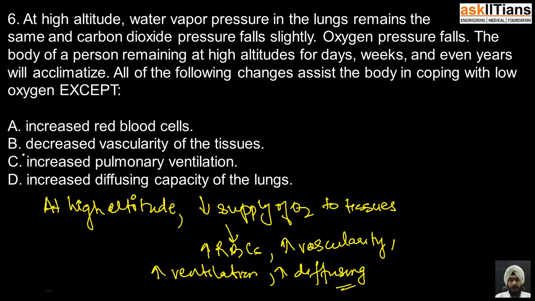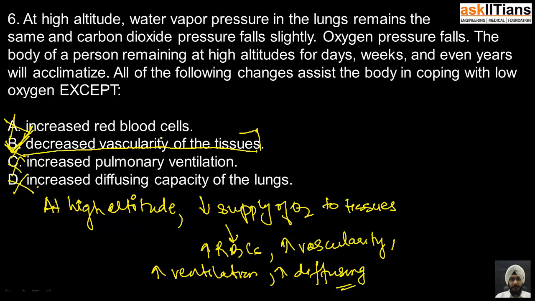So option B does not match with it because it says decreased vascularity of the tissues, which means decreased passing of the blood vessels through the tissues. Like the tissues will have fewer blood vessels as compared to the original situation, which is incorrect. Basically even the blood vessels will start going to the tissues more. So option B does not occur. So this should be the correct option in this case. Rest of the options are going to occur, so they are incorrect. So the correct answer is B, decreased vascularity of the tissues.